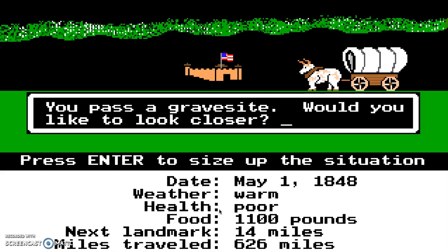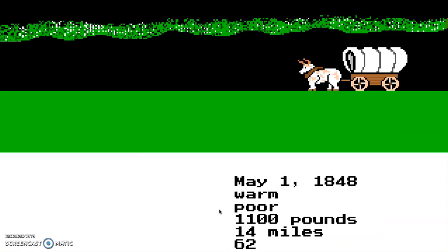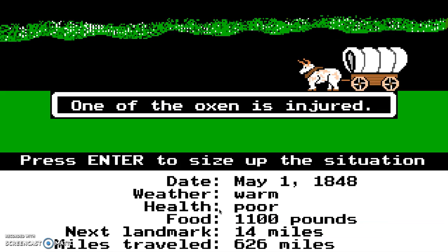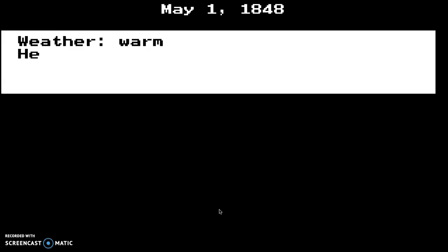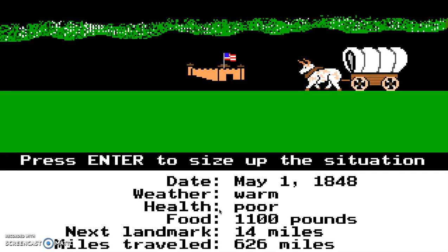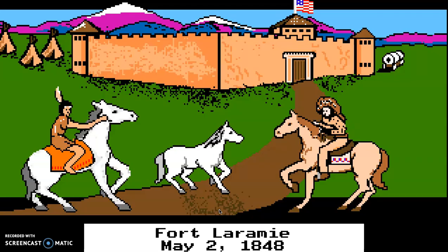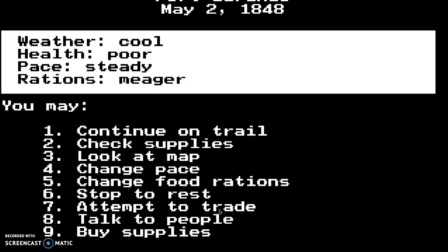Ooh, I pass a gravesite. Somebody else died. Yes, I'll look. Boland. He died. Oh no, one of the oxen is injured. We can keep going. We have extra oxen. Fort Laramie. Want to look around? Cool. Let's keep going.